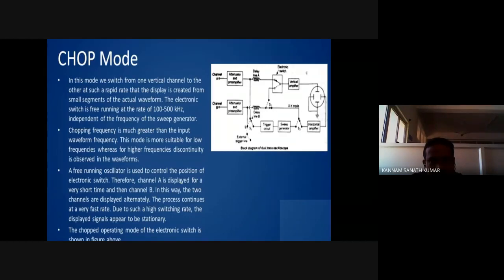This mode is more suitable for low frequencies. So for low frequencies, it is more useful. How these waveforms are created: internally there is a free running oscillator. The free running oscillator is used to control the position of the electronic switch. So channel A is displayed for a short time, then channel B.